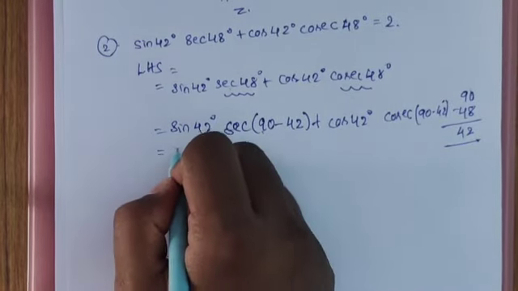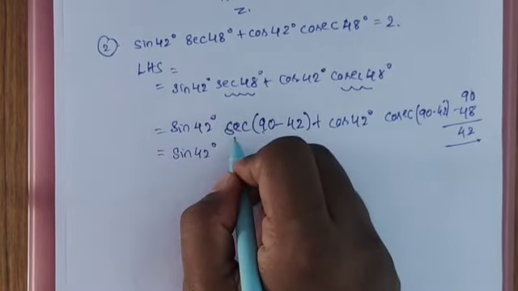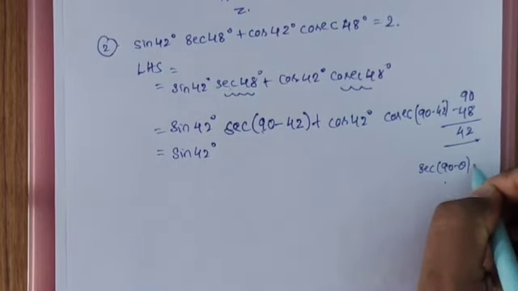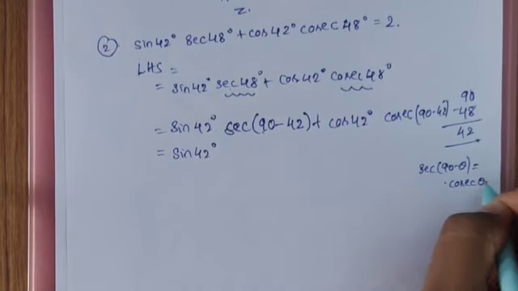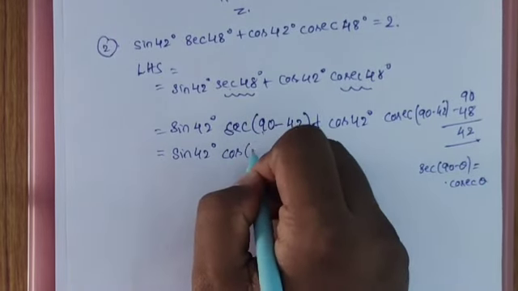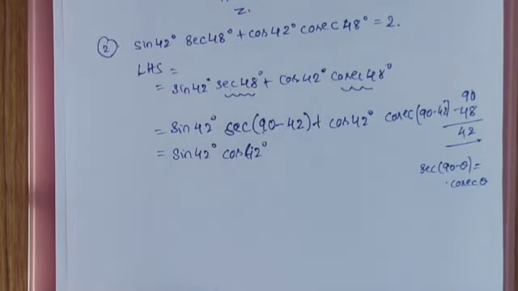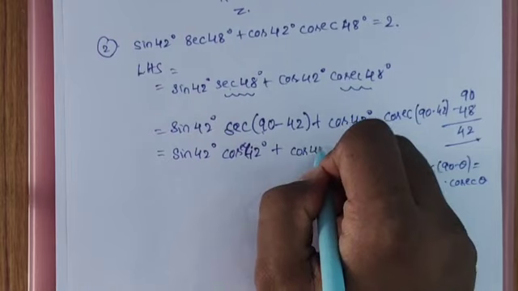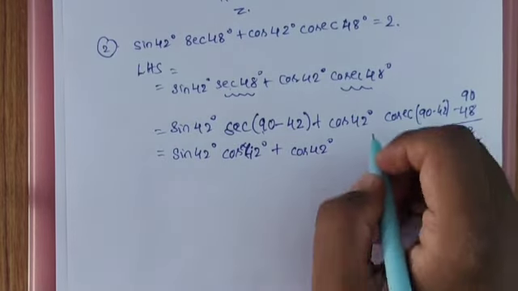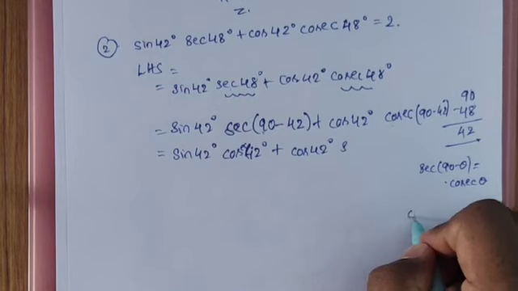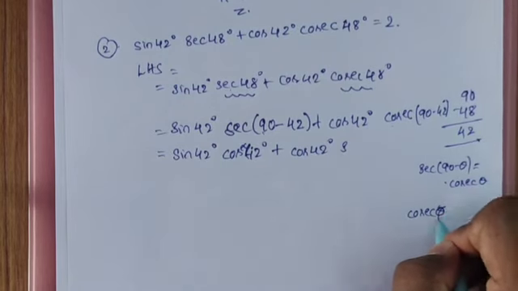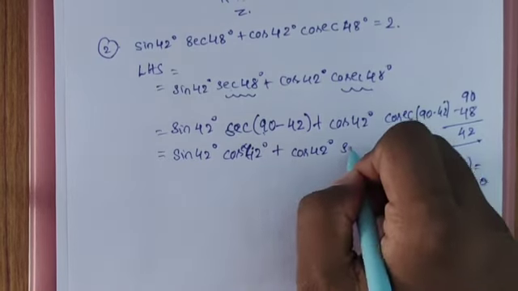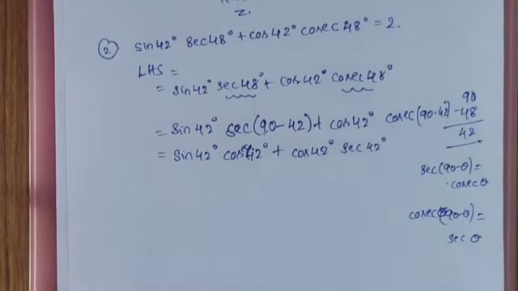Okay now, sin of 42 degree into secant of 90 minus theta. Secant of 90 minus theta can be written as cosecant theta. So here cosecant of 42 degree plus cos 42 degree as it is. Here cosecant of 90 minus theta can be written as secant theta. So here secant of 42 degree.